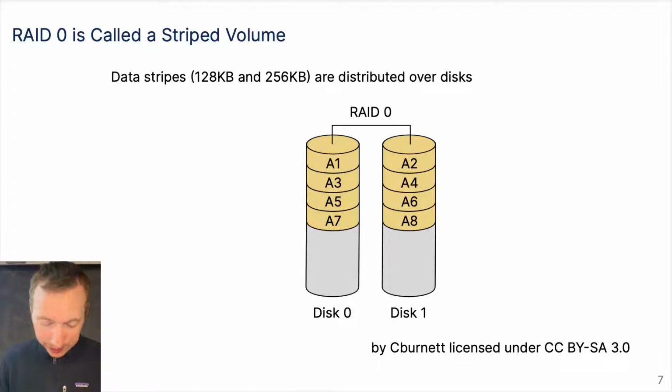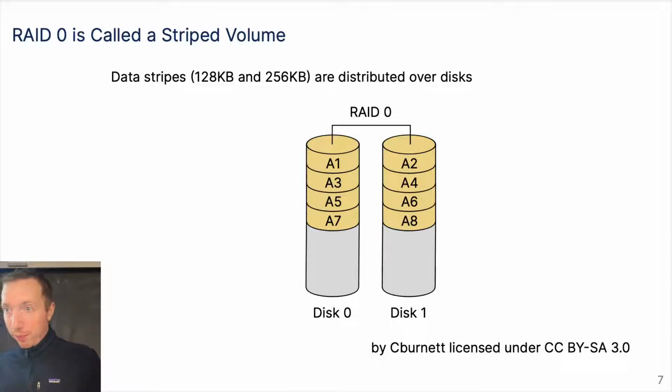So RAID 0 is also called a stripe volume, and this is purely for performance. Data stripes will typically be in sizes of 128 or 256 kilobytes and distributed over the disks. Those are the size of the chunks per disk. So if you had a big file that was in 8 of those chunks, what RAID 0 would do is essentially put all the even number chunks on one disk and all of the odd number chunks on the other disk. This way, your read and write performance is both doubled.